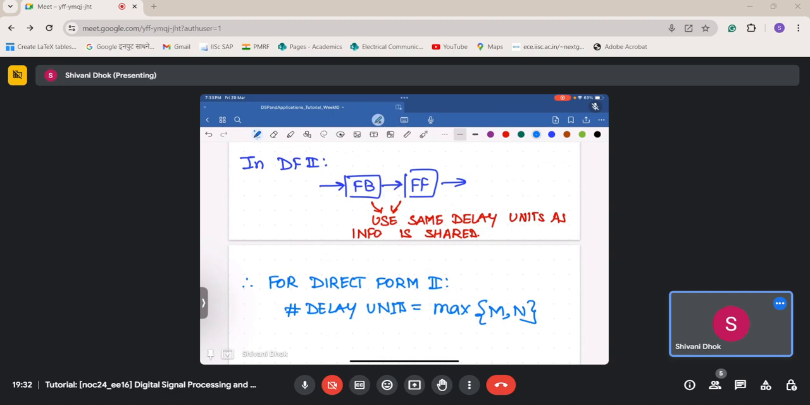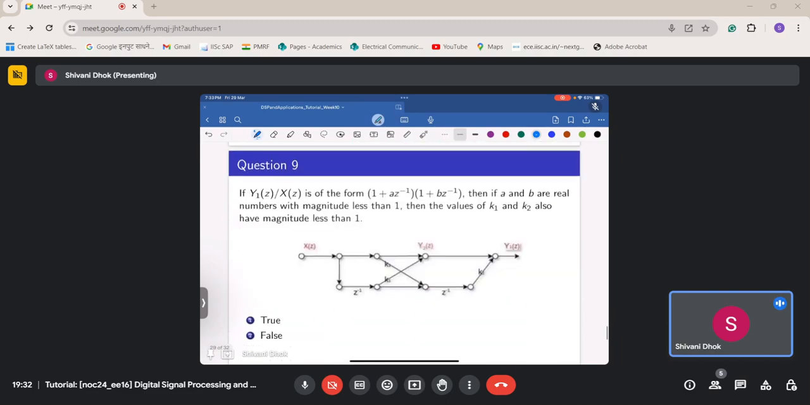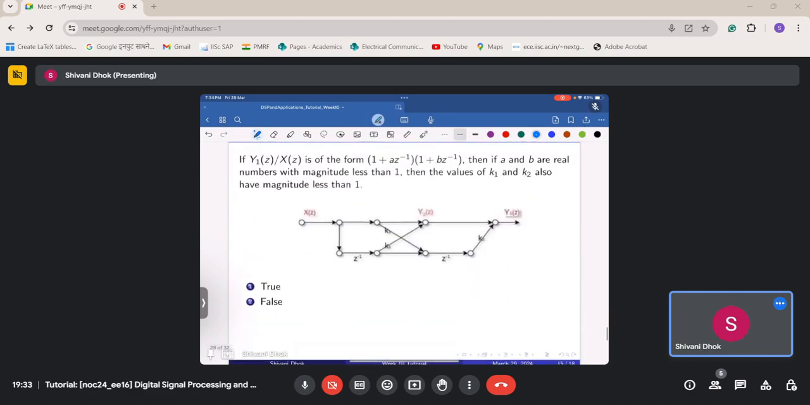Okay. If there are no questions, then let me move on to the 9th question today. So this question says that if y1 of z upon x of z is of the form 1 plus az inverse into 1 plus bz inverse, and a and b are real numbers with magnitude less than 1, then the values of k1 and k2 also have magnitude less than 1. True or false? So this is the question that we are having here.